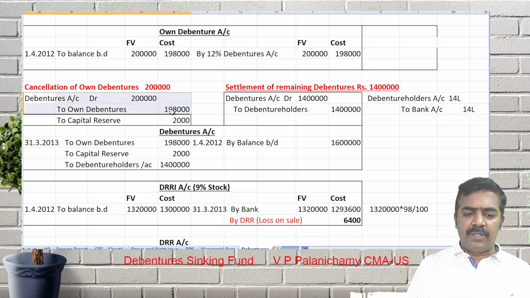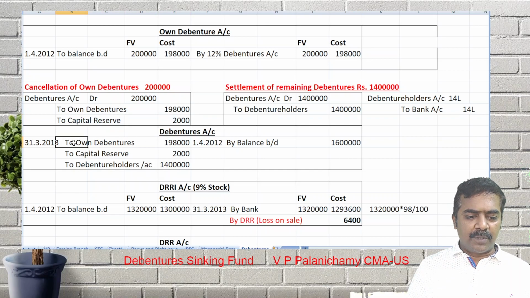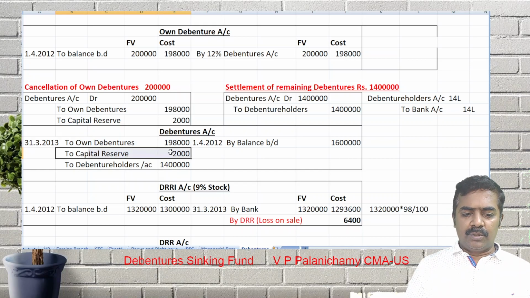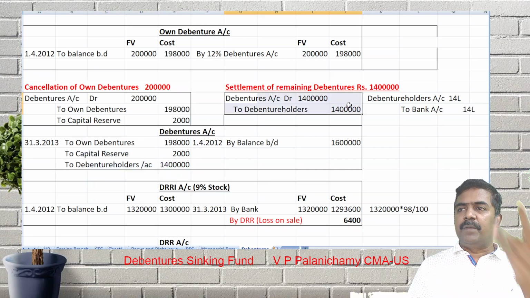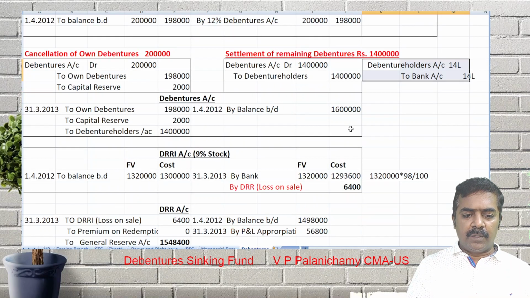Debentures account debtor to own debentures and the 1,98,000. Balance is transferred to which account? Capital reserve. So debentures account போடும்போது to own debentures 1,98,000, to capital reserve how much? 2,000. Remaining 14 lakhs is transferred to debenture holders account. No premium on redemption. So debenture holders to bank எவ்வளவு pay பண்ணணும்? 14 lakhs we have to pay.